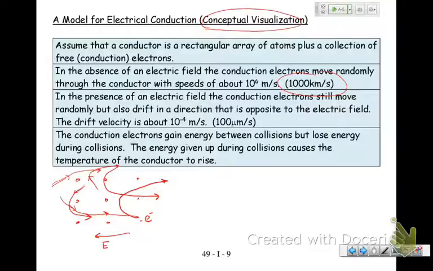The conduction electrons gain energy between collisions, just like a bouncing ball would, but lose energy on the collision because it's giving energy to the atom. The energy given up during collisions causes thermal energy, causes temperature rise. You're literally colliding these energetic electrons with the atoms, and they get hot because they get energy from these things.